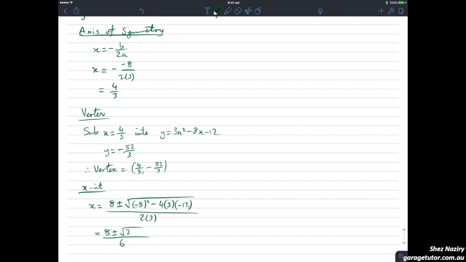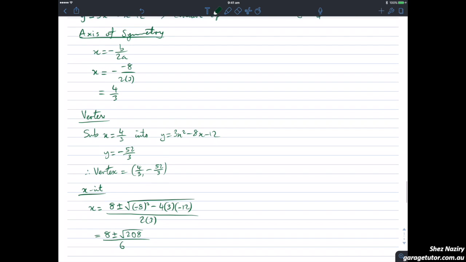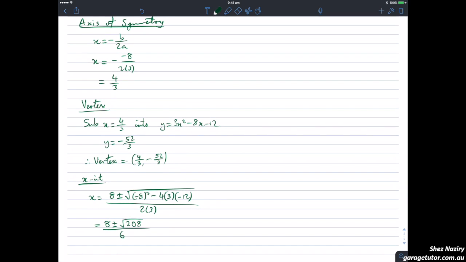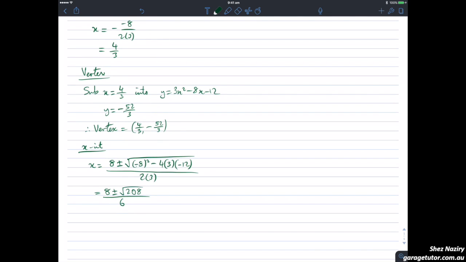No, I can't write that in. 208? Yeah, dude. What'd you get? Put brackets 208. Pretty close. Alright, so I can see my two values are x equals 8 plus square root 208 over 6, and x equals 8 minus square root 208 over 6.